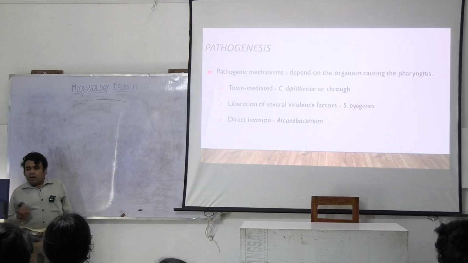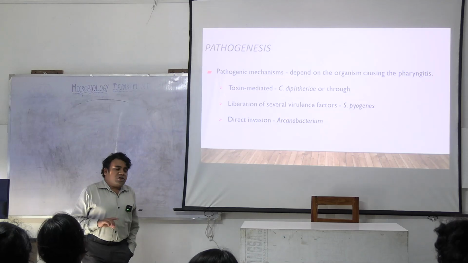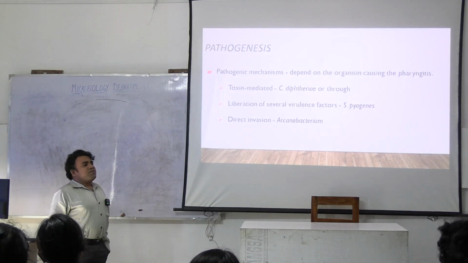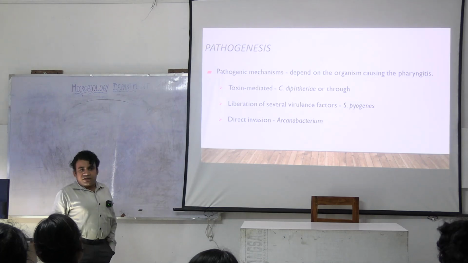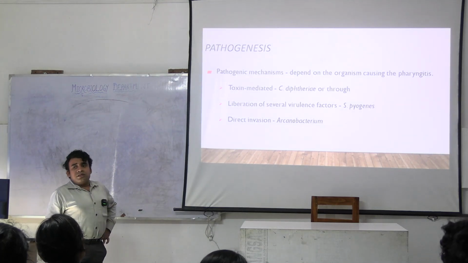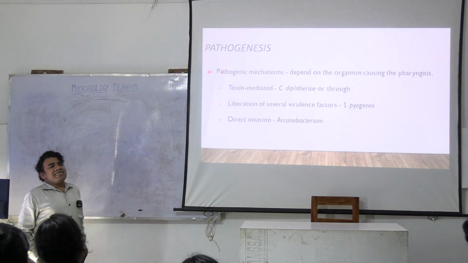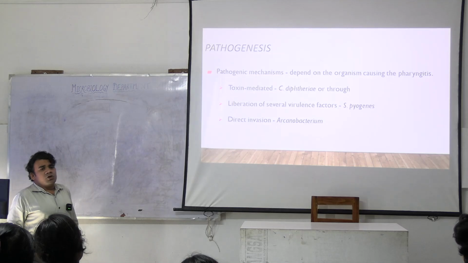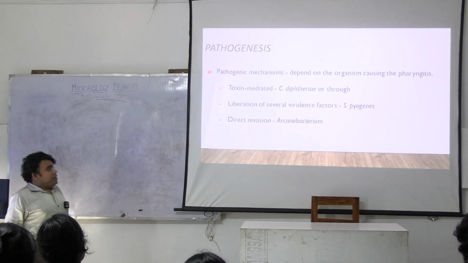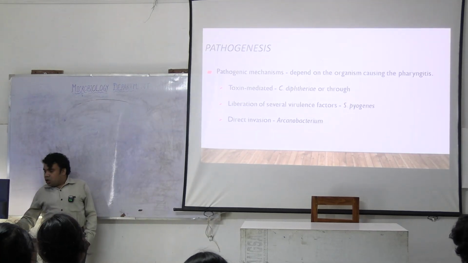Now, three important causes: Streptococcus pyogenes, Corynebacterium diphtheriae, and Arcanobacterium haemolyticum. These are the most important causes of bacterial pharyngitis. Among them, Streptococcus pyogenes causes disease by liberation of various virulence factors, whereas in case of diphtheria, the disease is predominantly because of the toxin production, and in case of Arcanobacterium, it is the direct invasion of the bacteria itself, that is local inflammation.